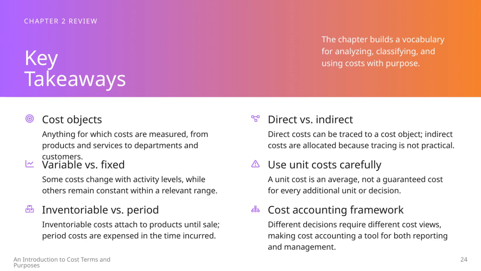It's important to use unit costs carefully, keeping in mind that a unit cost is an average and doesn't guarantee the same cost for each additional unit or decision. We looked at inventoriable versus period costs too. Inventoriable costs are attached to products and stay there until the product is sold, while period costs are expensed during the period they're incurred. Finally, we wrapped up with the cost accounting framework, where different decisions require different views of costs, highlighting how cost accounting serves both reporting and management purposes.